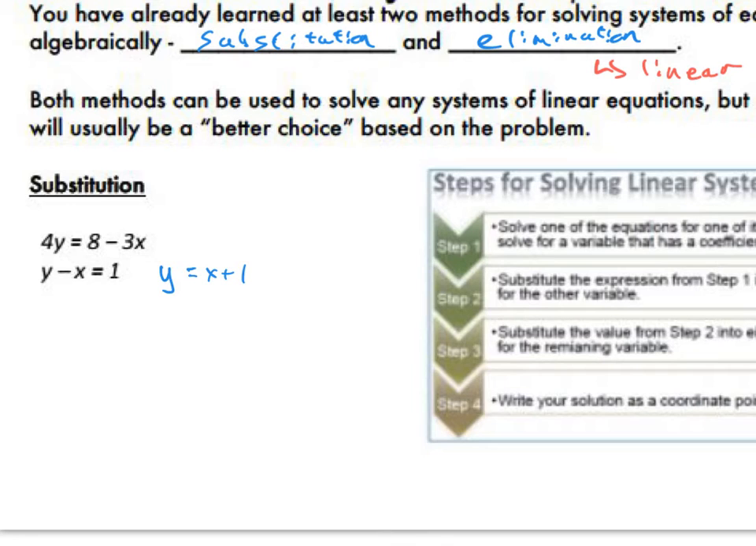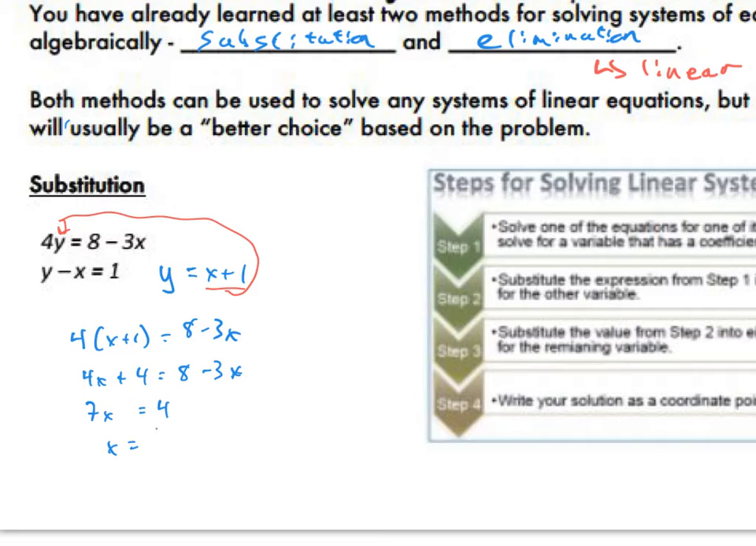Now I'm going to take this expression and substitute it for y in the other equation. In doing so, I'm going to knock myself down to one variable. So it's 4 times x plus 1 equals 8 minus 3x. And now we can solve this much easier than we might have before. Let's get the 3x moved over, and we'll take away the 4, just to do this very efficiently. And we come up with 4 over 7 is the answer.